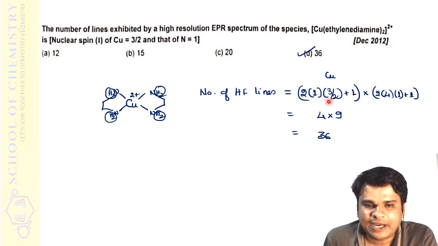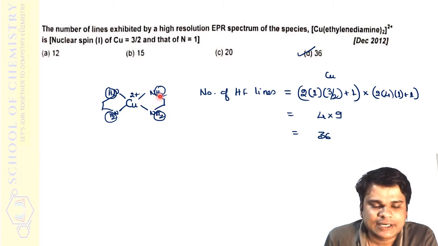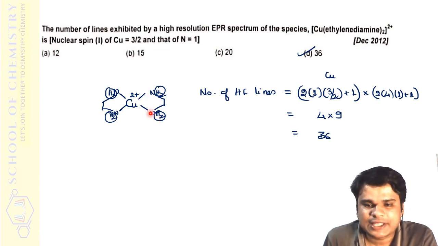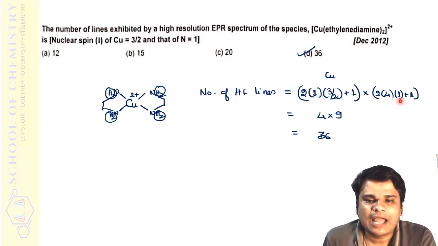1 copper is coupling, and the copper I value is 3 by 2, and plus 1, if I do this it simplifies to 4, and then again 4 nitrogens are there. It is a bis ethylene diamine complex, so 4 nitrogens are there. All those 4 nitrogens are identical and they will also couple. So now I should consider 2 into 4 nitrogens involved in coupling. I value of nitrogen is 1, so 2 into 4 into 1 plus 1. If I simplify, it comes to 9. So 4 into 9, totally 36 lines are expected in this spectrum.